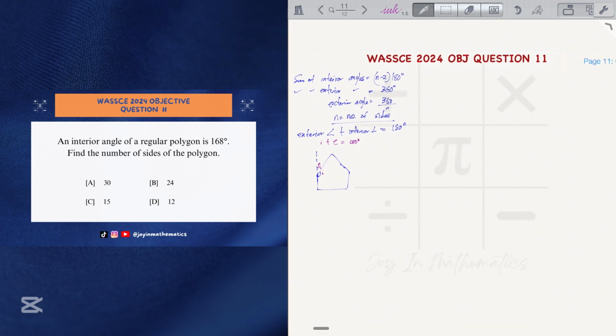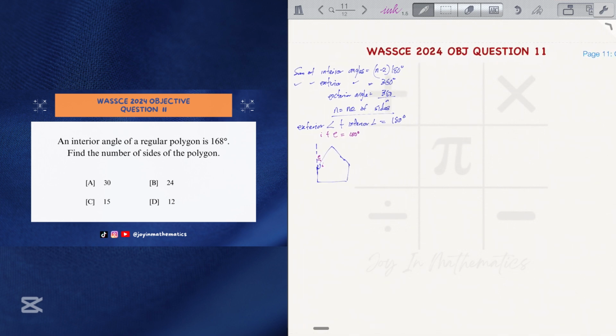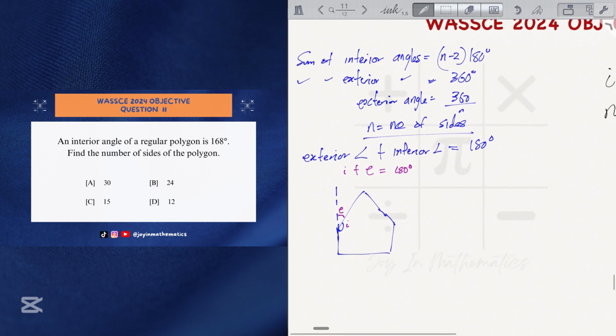Now with this done, the question says we have the interior angle to be 168 degrees and we are asked to find the number of sides. So we have interior angle I equals 168 degrees. What is n, the number of sides? Now if we look at the formula that relates the number of sides, the exterior angle is equal to 360 degrees divided by n.